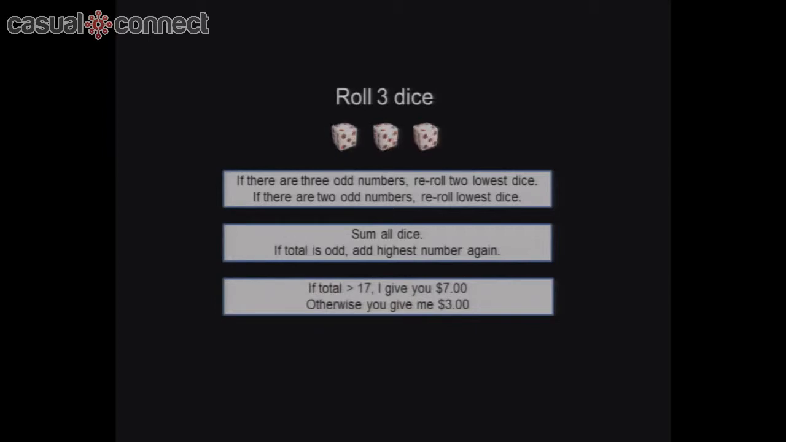So if the total is greater than 17, I'll give you $7. If it's not, we'll give you $3. So the question is now, would you play this game? I have no idea. How would you decide whether that's a good idea or not?